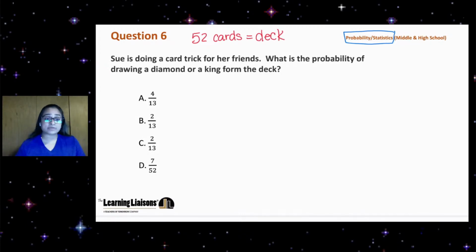The only reason I remember this is because my cousin used to say, do you want to play 52 pickup? Throw the cards on the floor and that's it. You got to pick up all 52 cards, right? So we know 52 cards are in a deck.